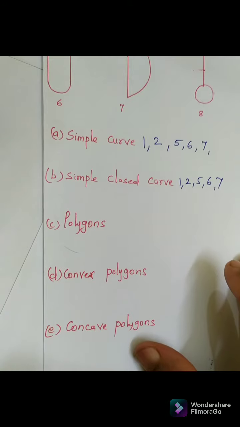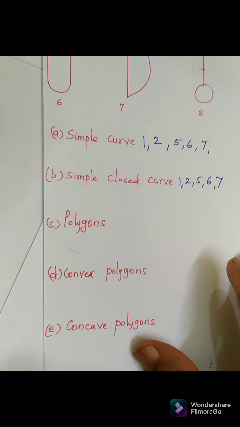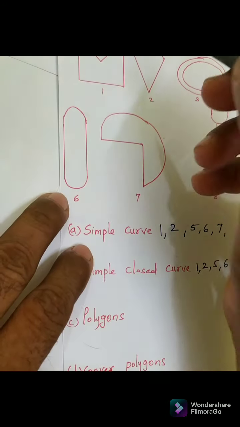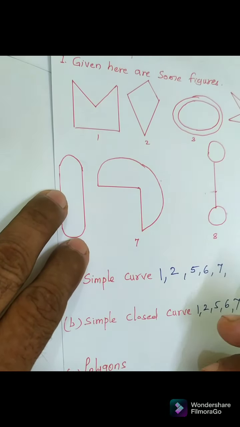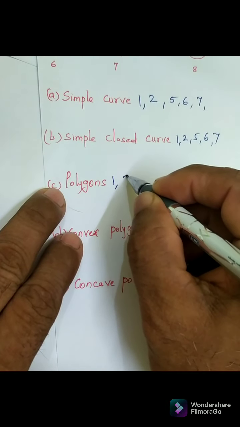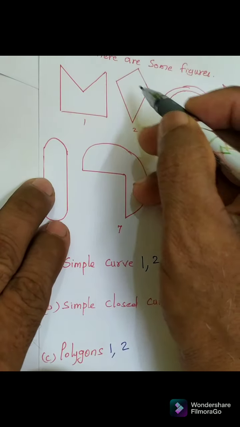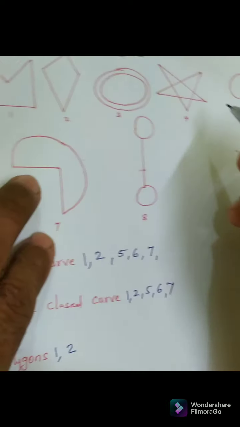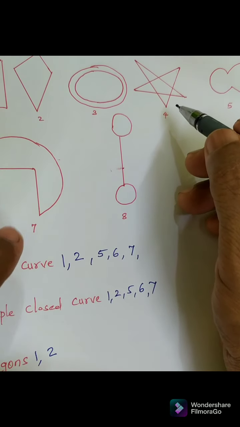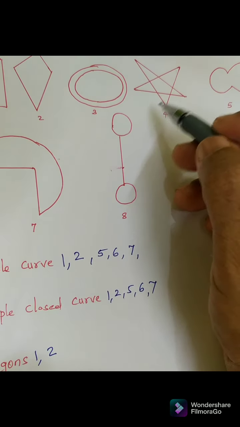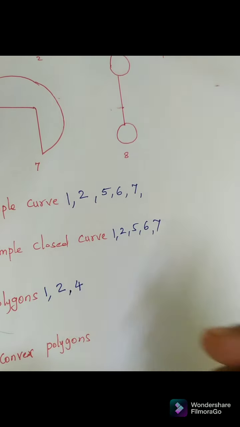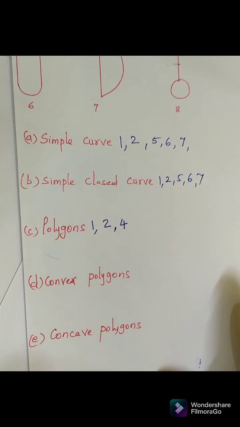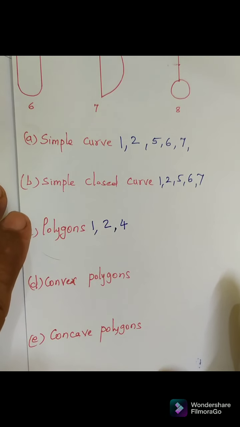Now what is the polygon? Polygon, you can see the figure with line segments. So 1, you can write here 1, then it is 2, you can see 1, 2, third one no, fourth one it is possible, but fourth one.